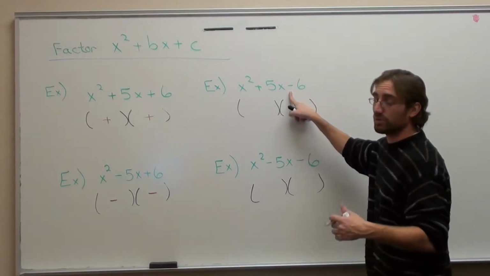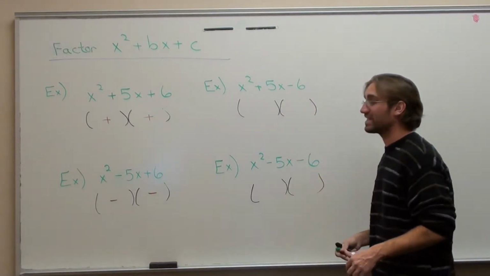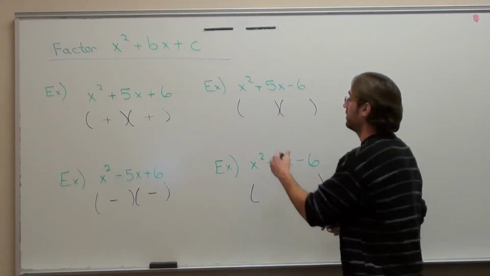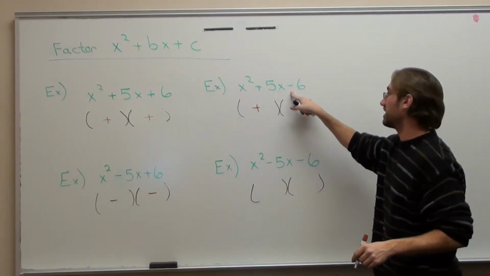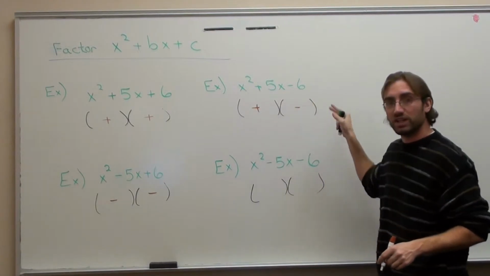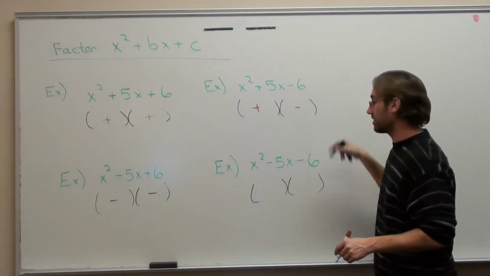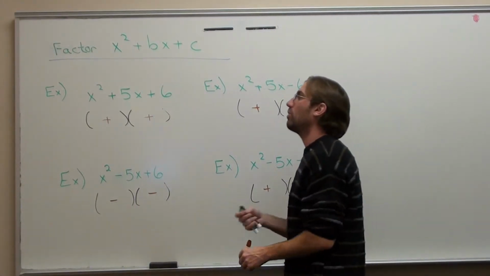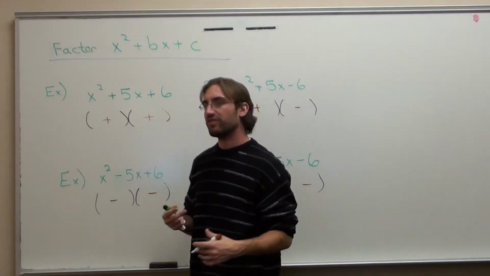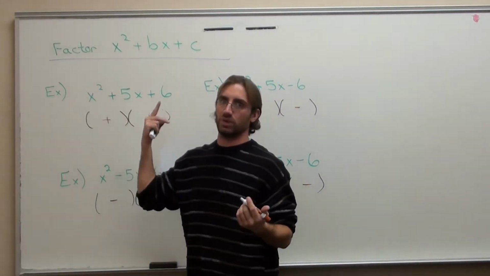When the last term is negative, like negative 6, then it's pretty easy. You just have one positive, one negative. You don't even have to look at the middle term. Just look at the last term, assuming that you wrote it in standard form from highest degree to lowest degree. One positive, one negative. Now what we do is very simple. We try to find out what times what equals x squared.